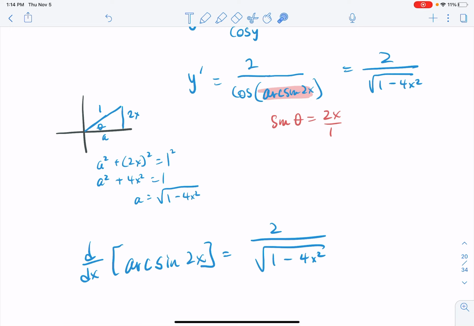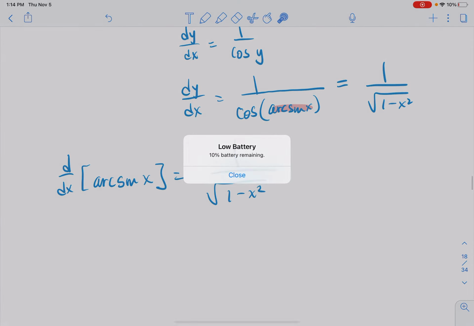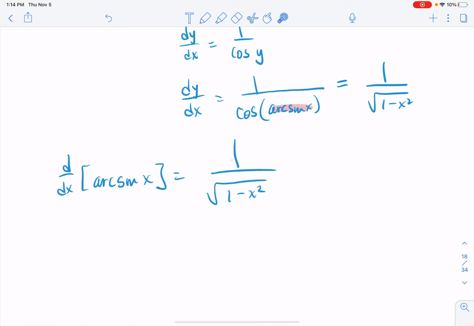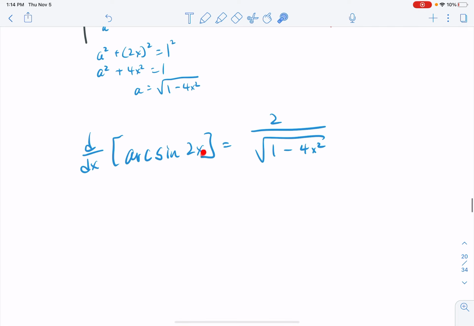So where do you think this 2 up here came from? Look at the original function. Where do you think this 2 came from? And let's look at what we had up here on this one. I had only a 1 up here. That is the derivative of the interior function here. The derivative of 2x is this 2 that's right up there.